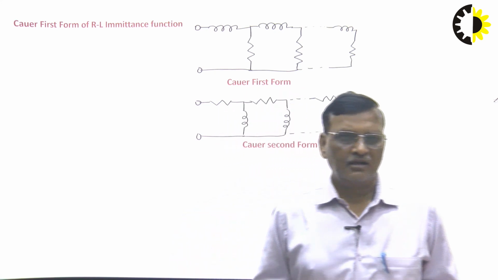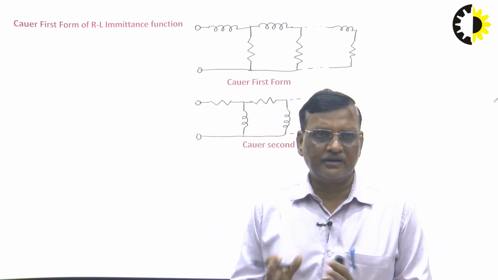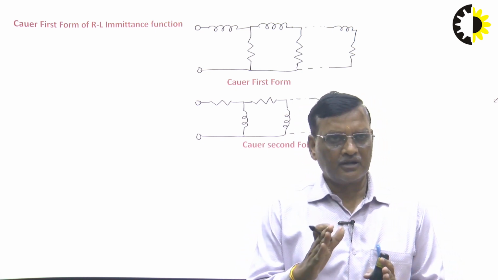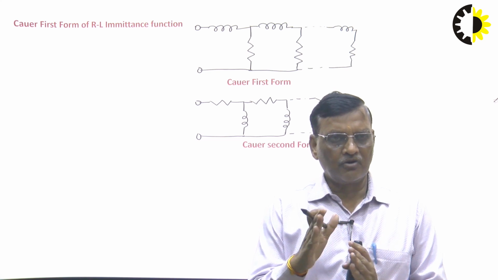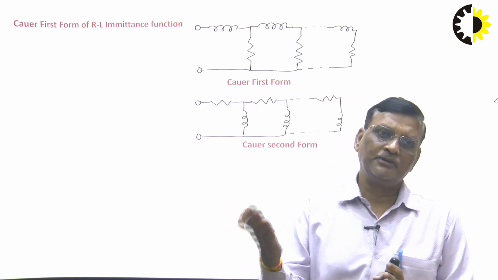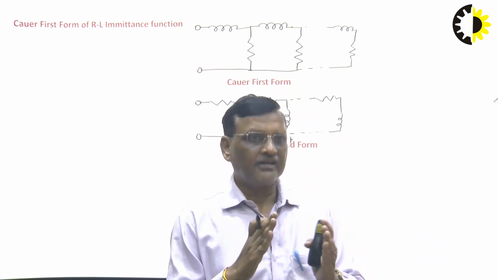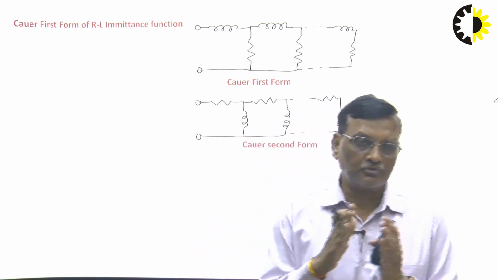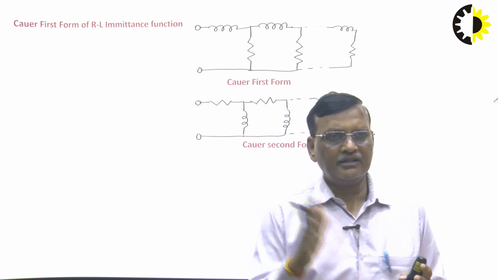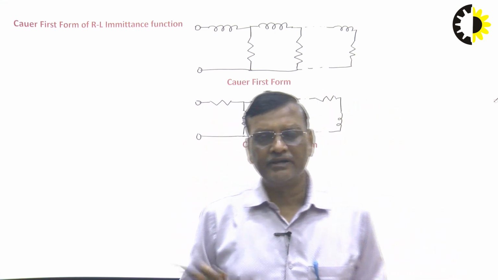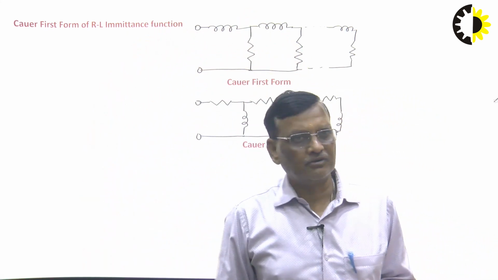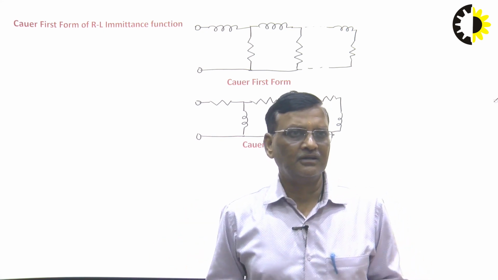Procedure is same. First find the pole at infinity and carry out the continued fraction expansion. To carry out the continued fraction expansion for Cauer first, arrange the polynomials in descending order and divide the numerator polynomial by the denominator. For Cauer second, that is the removal of the pole at origin, we arrange the polynomials in ascending order and then divide the numerator polynomial by the denominator, and you can get the Cauer first and Cauer second. The procedure is same as we discussed in the LC network, and the same procedure is applied for the RL network.